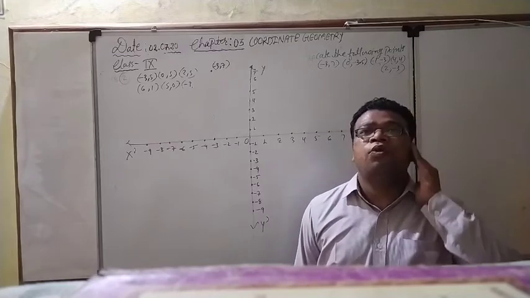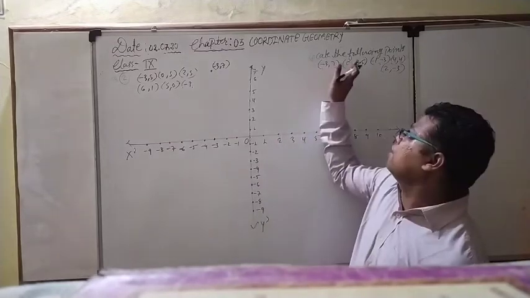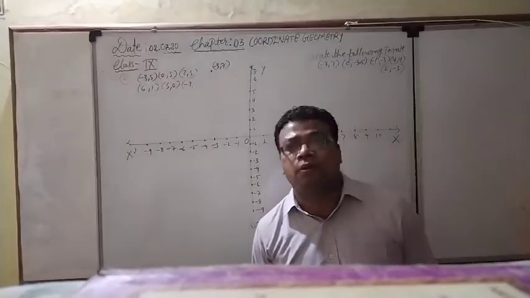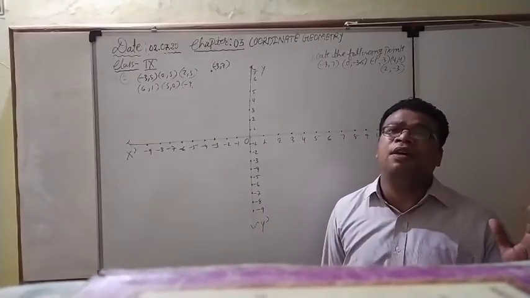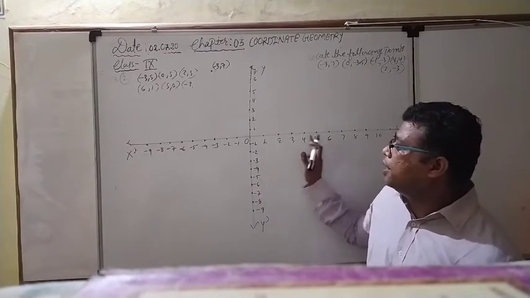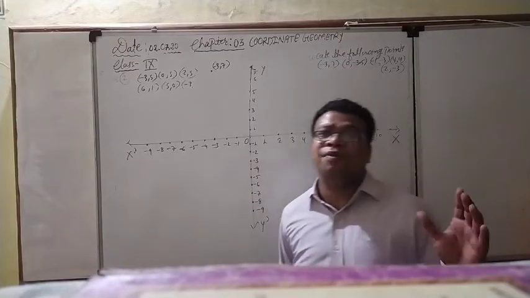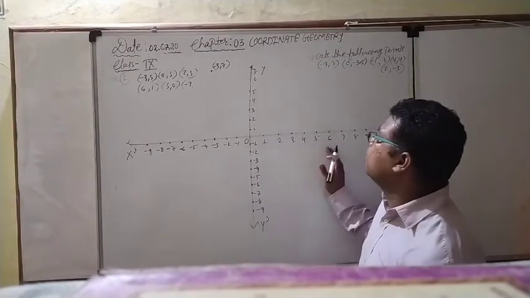X coordinate, it is going to be 0. If the x coordinate is 0, meaning that particular point, that particular coordinate, will be present on the y axis. Okay, so the x coordinate is 0. So the location of this particular coordinate will be on the y axis. So x is 0, no problem.